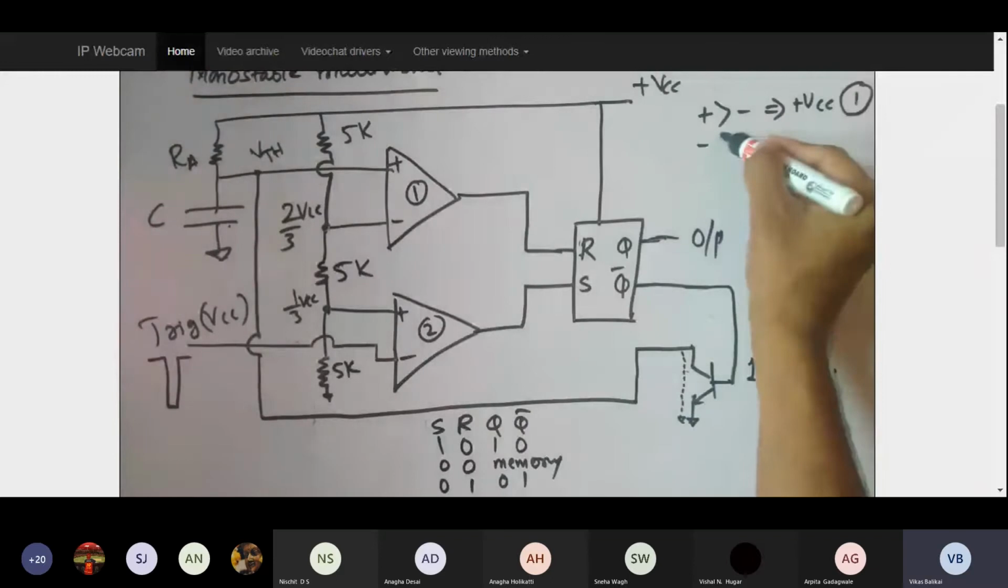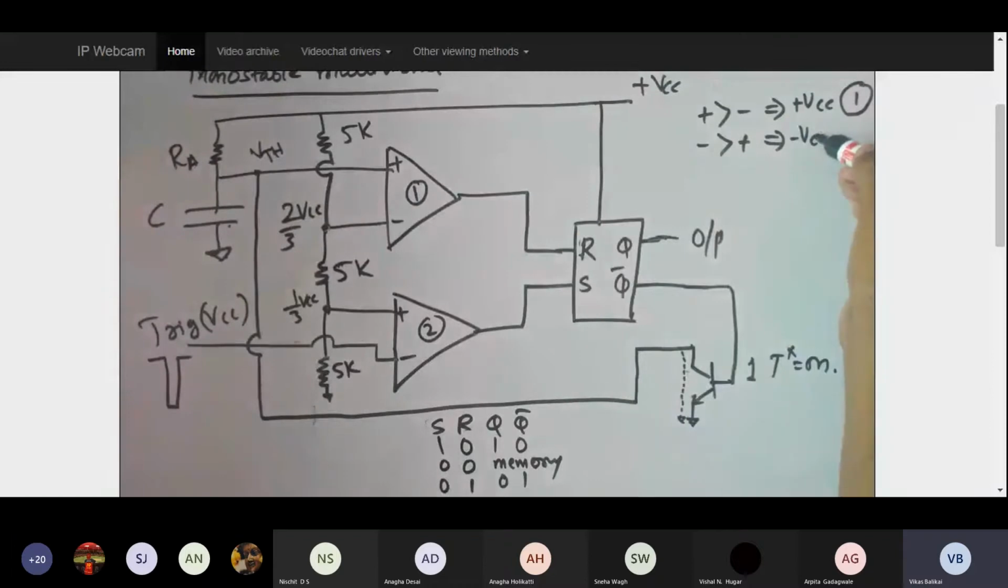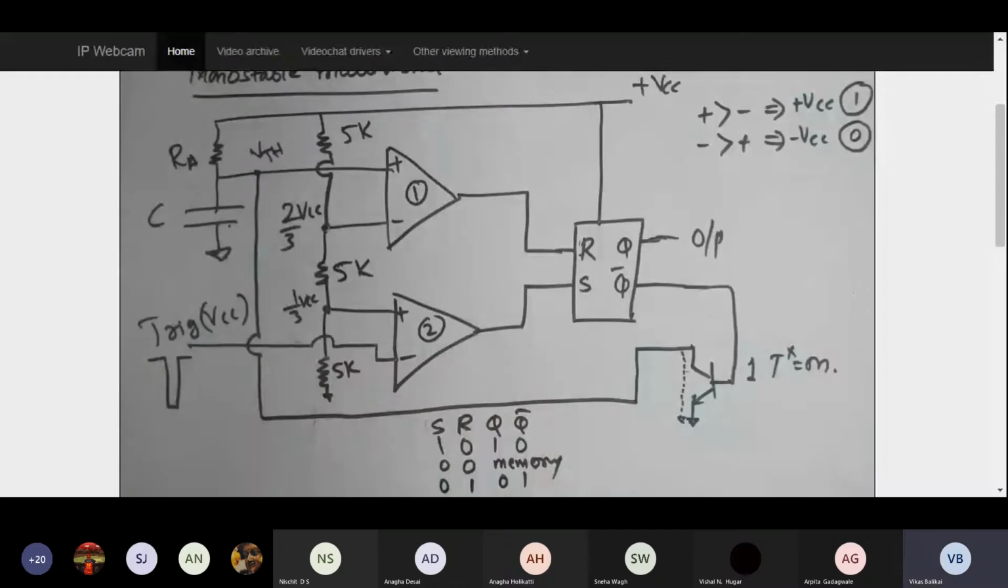In the other case, if the negative terminal is at higher potential than the positive terminal, then output will be connected to minus VCC. So that makes it, in terms of digital logic, connected to logic 0. So this is the entire setup. So once this is done, and here's the trigger which is connected to VCC. Okay, fine. So let's try to understand the operation of this entire circuit.